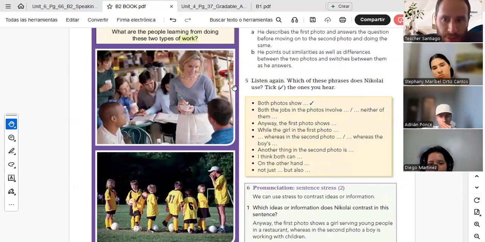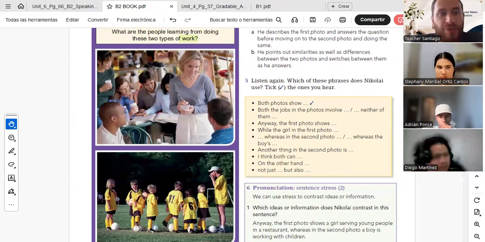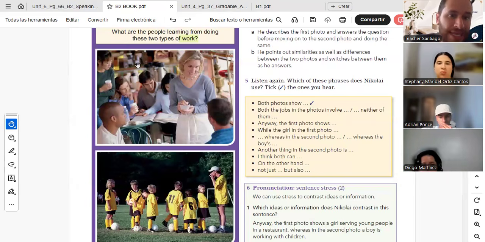And I have some suggestions. I like how Diego did it. So, first of all, we need to describe each image. When we are describing images, we use present continuous, okay? And we use expressions like I think, I guess, I believe, okay? Then you start talking about similarities and differences, right? So you describe the images and then you say, okay, both images have some things in common, or similarities, like both are women working.